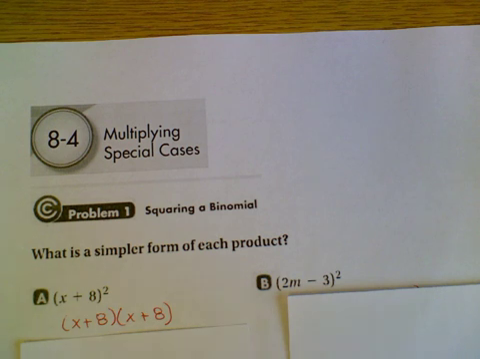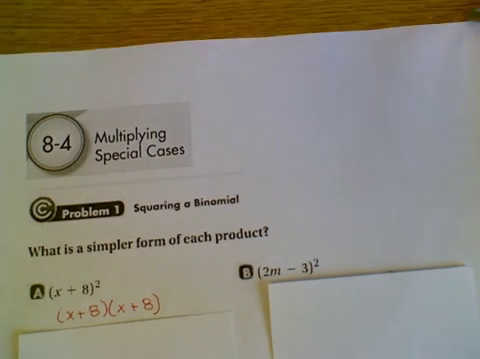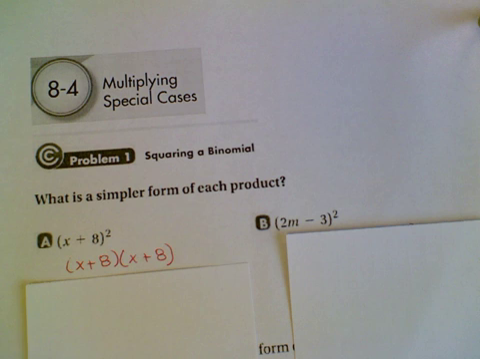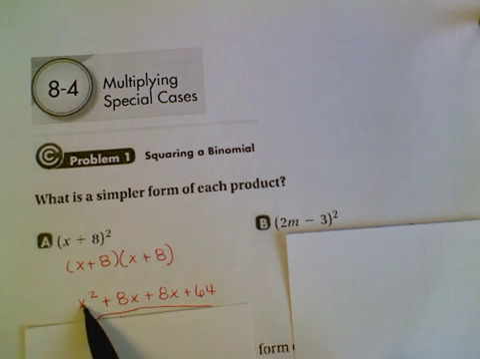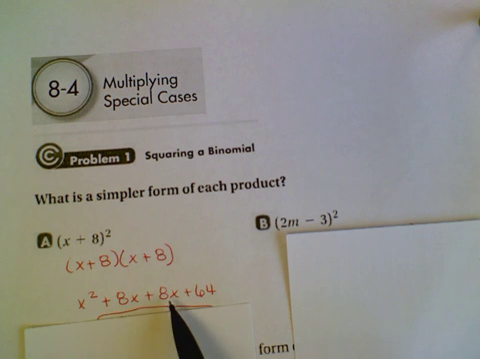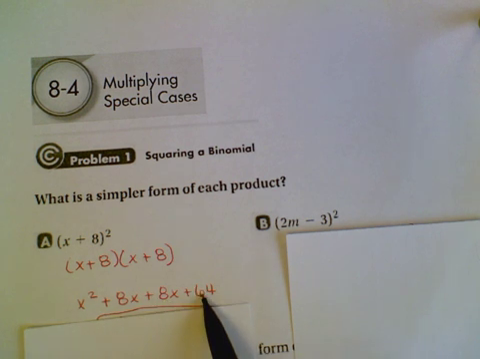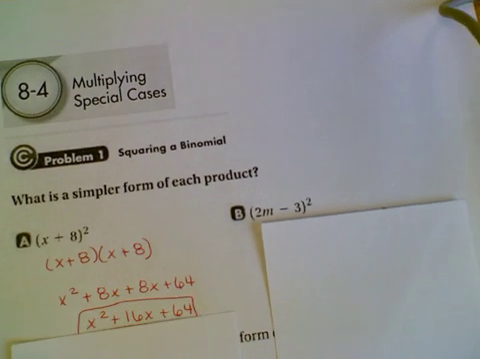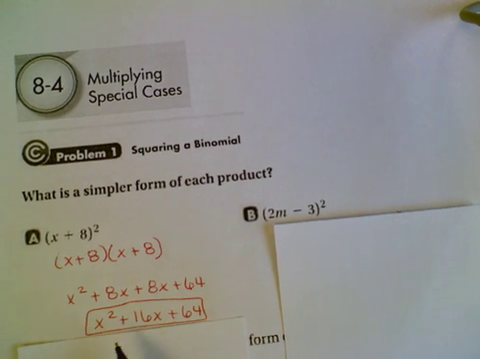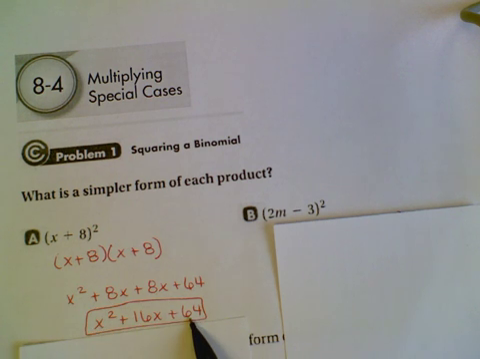Remember, we used either a table, we used FOIL, or you used the distributive property. So whichever process you decided, go ahead and multiply those. I went ahead and FOILed it. I did first x squared, outside's 8x, inside's 8x, last 64. No matter what process you use, you still should have got that. And then I would combine my like terms. So my final answer would be x squared plus 16x plus 64.